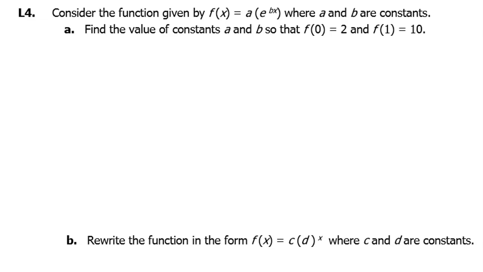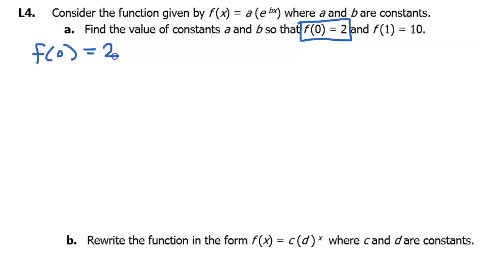Here's a fun little problem. Consider the function given by f of x equals a times e to the bx power, where a and b are constants. Let's do part A. Find the value of the constants a and b so that f at 0 equals 2 and f at 1 equals 10. Let's start with this fact. F at 0 equals 2.